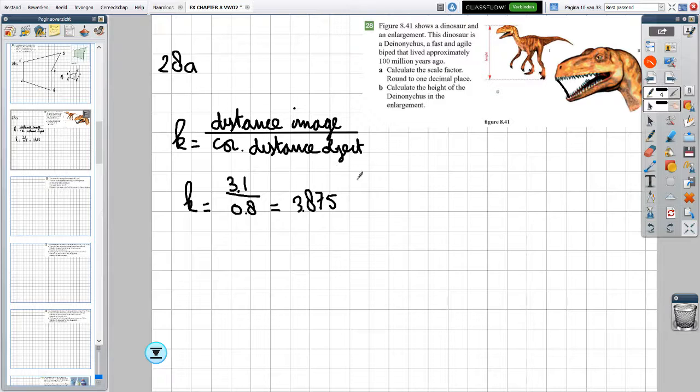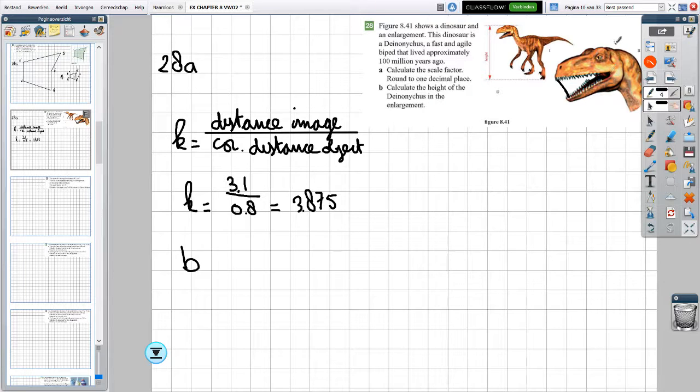Remember, a scale factor doesn't have a unit, so no centimeter, no kilograms, whatever you want to name, just like this. This means every line in my enlargements is 3.875 times as big as in my original. Every line. I need that at B. Because at B they say calculate the height of the enlargements. And I don't know that because I can't measure it.